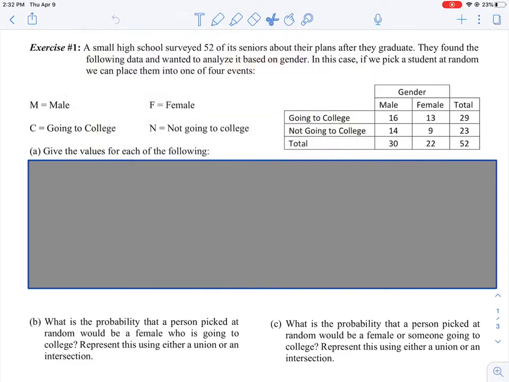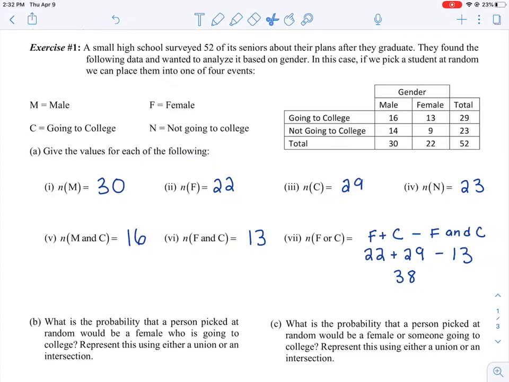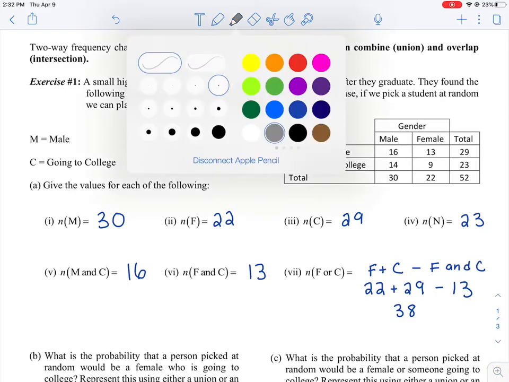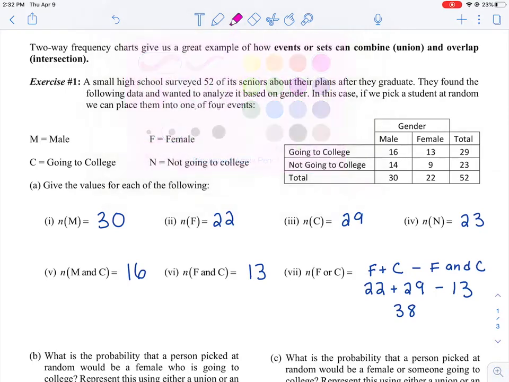Okay, so let's take a look at part A. If I want to see the number of males that there are, I'm going to look at my table and look for where it says males, and I'm going to go down on that table. The total number is 30. If I want to see females, that would be 22. If I want to see the number of students going to college, that would be 29. The number of students not going to college would be 23.